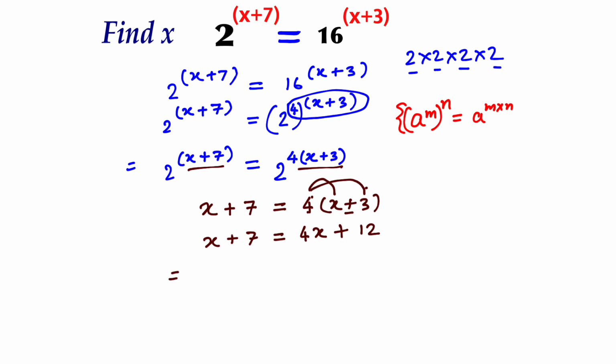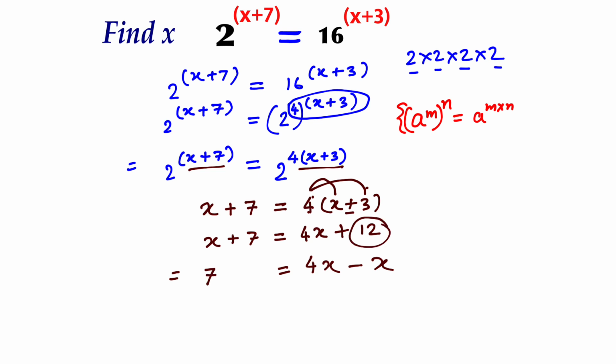And if we bring all the x's to one side and all the numbers to the other side, so what is going to happen? So this is 4x. We take this x to the right hand side, so this will become minus x. From plus x it will become minus x. And on the left hand side we have 7. And if we take this 12 to the other side, it will become minus 12.